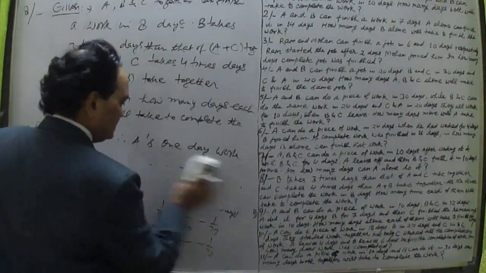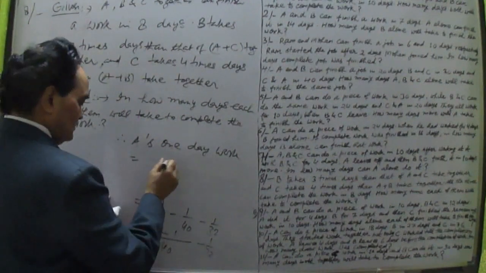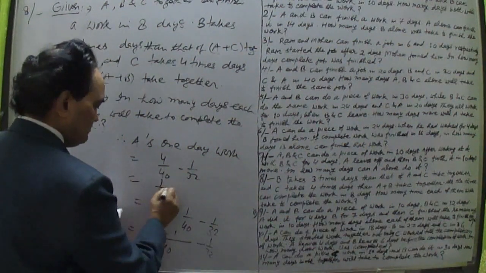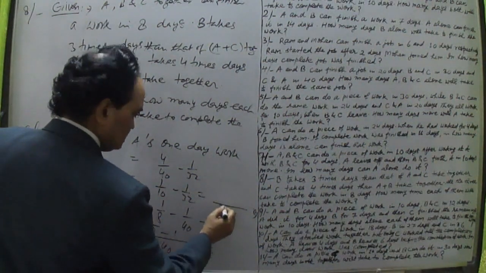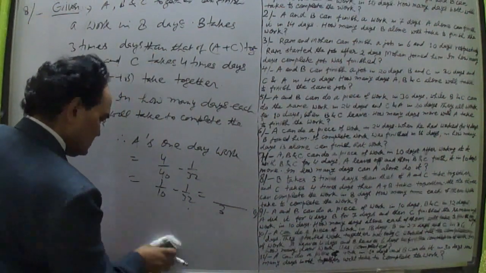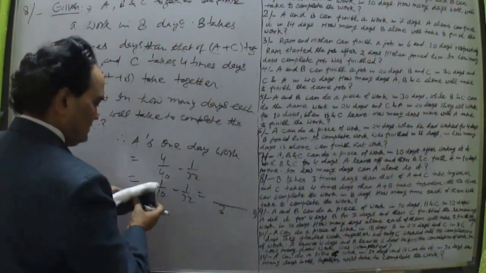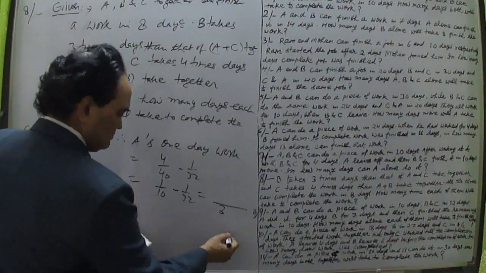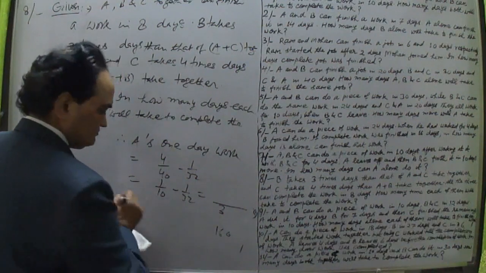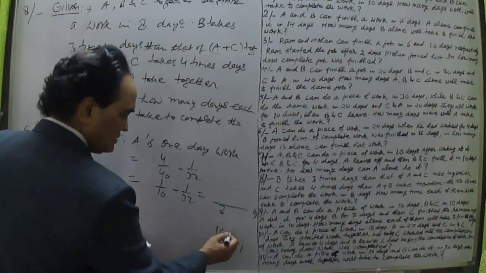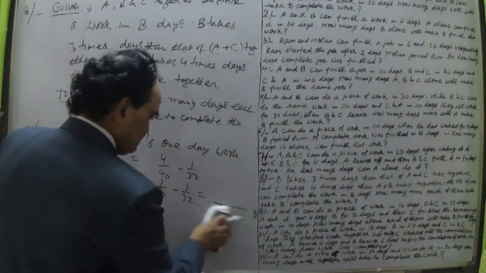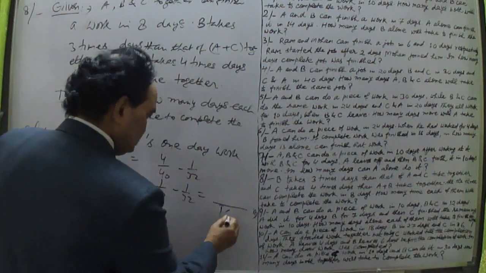So this is work, let me write here. Therefore this is 4/40 minus 1/32, which is 1/10 minus 1/32. We will take the LCM. Taking 5 times, 5 tens are 50, carry, 5 times 32 is 160. So 160 is the LCM here.